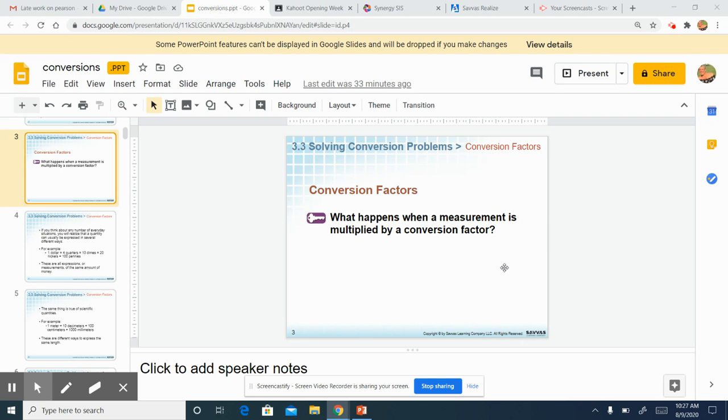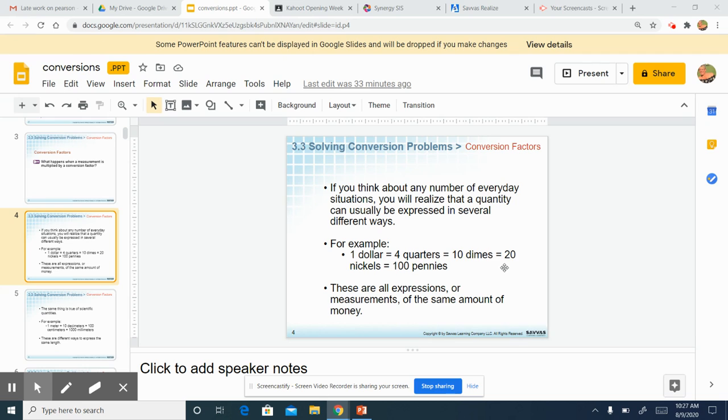We know, for instance, as far as in our monetary situation, we know that 4 quarters are a dollar, 10 dimes are equivalent to $1, or 100 pennies are equivalent to $1. But it's a lot more convenient to walk into a store and carry a dollar bill versus 100 pennies. However, they all express the same spending power.